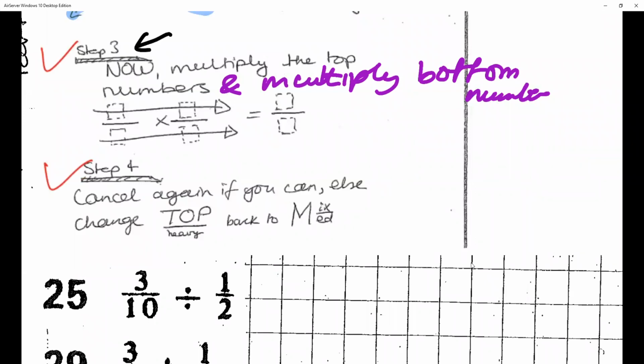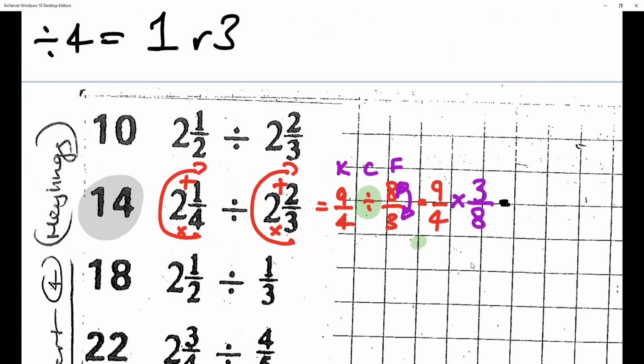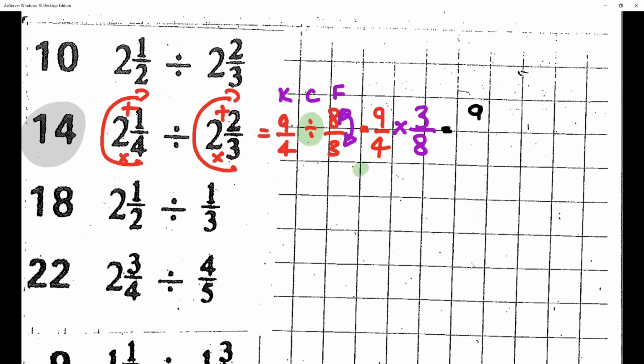You go on to rule number 3. So you have 9 times 3, which is 27. And 4 times 8? 32. And the job's done.